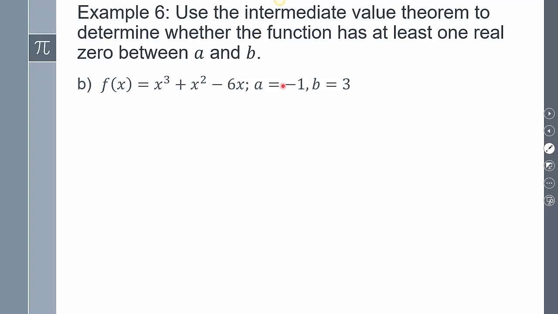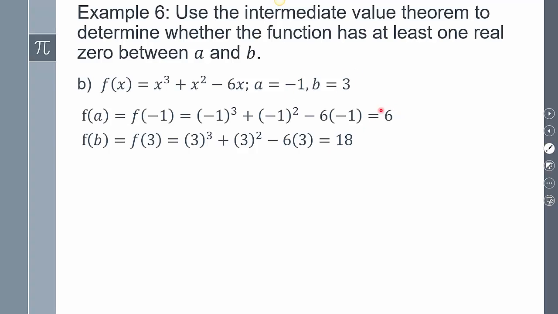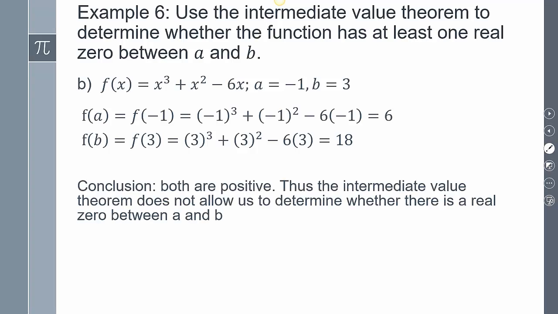For this next example, in this interval -1 and 3, when I plug them in, they're both positive. Now, there could be a zero in between them. I don't know that. I can't make an assumption that there is one, though. So I would have to do other things to determine if there is or not.